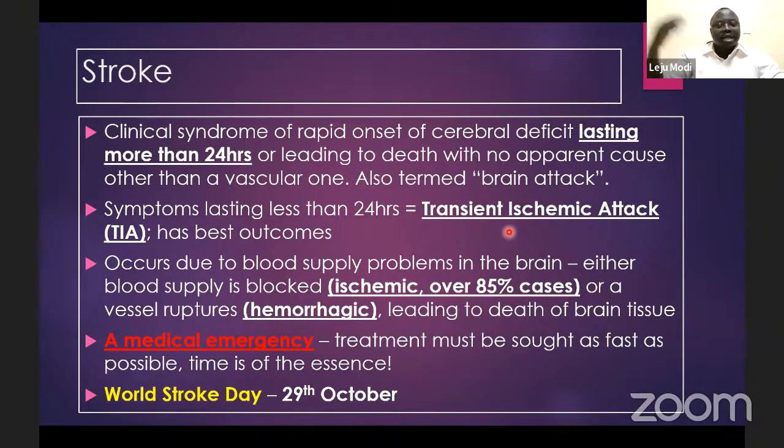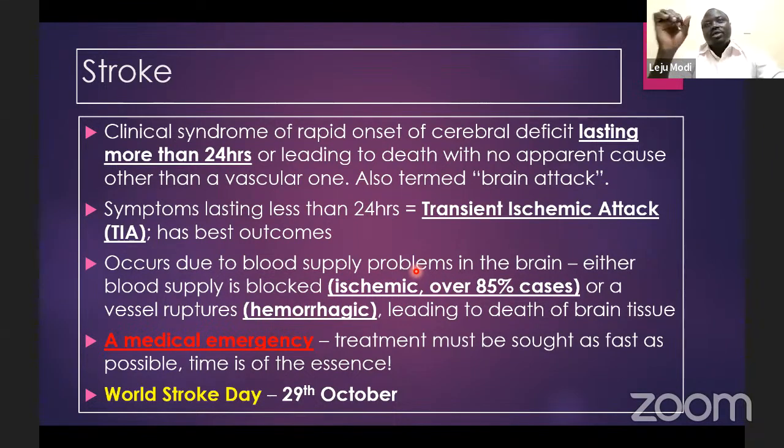So the symptoms are not lasting 24 hours. A few hours and the person goes back to the normal function. But it is always something to take note of, because it can be trying to alert you that something worse might happen, okay? So as I said, stroke occurs due to blood supply problems in the brain. And what are these problems? Mainly two. One is blockage of the blood vessel.